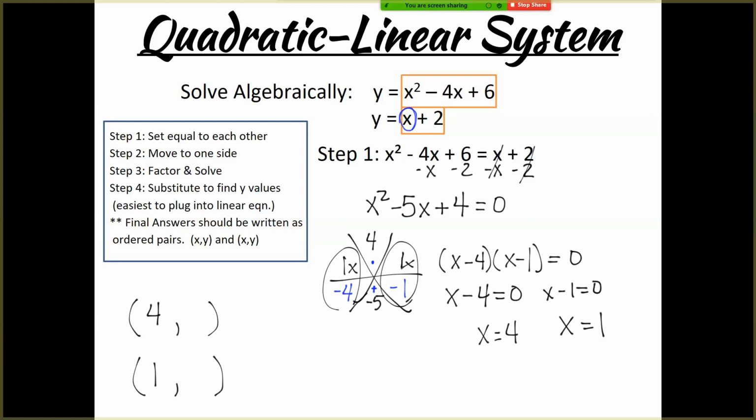If I plug in 4 into x, 4 plus 2 gives me 6. And then 1 plus 2 gives me 3. I don't really have to show any work. I can add 2 in my head. If you want to write that down, that's fine. But my two answers in this case are the ordered pair 4, 6, and the ordered pair 1, 3.